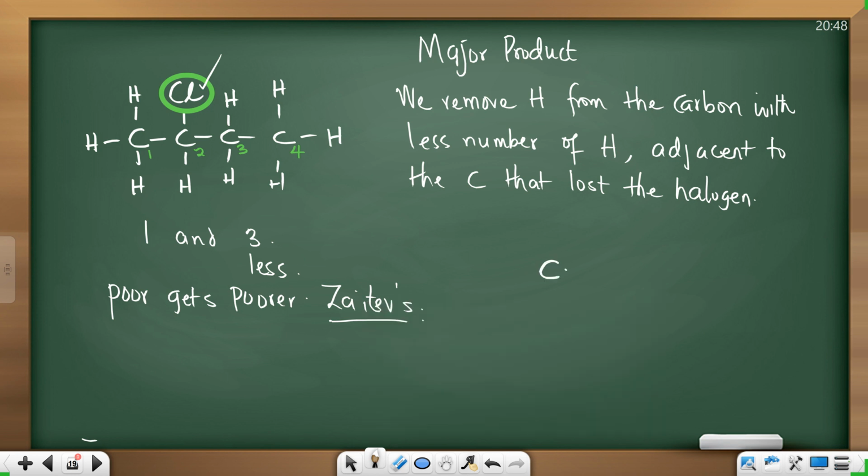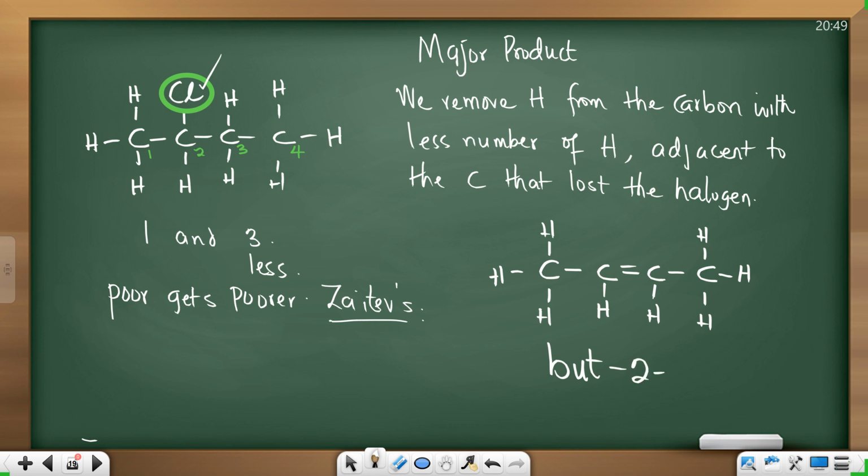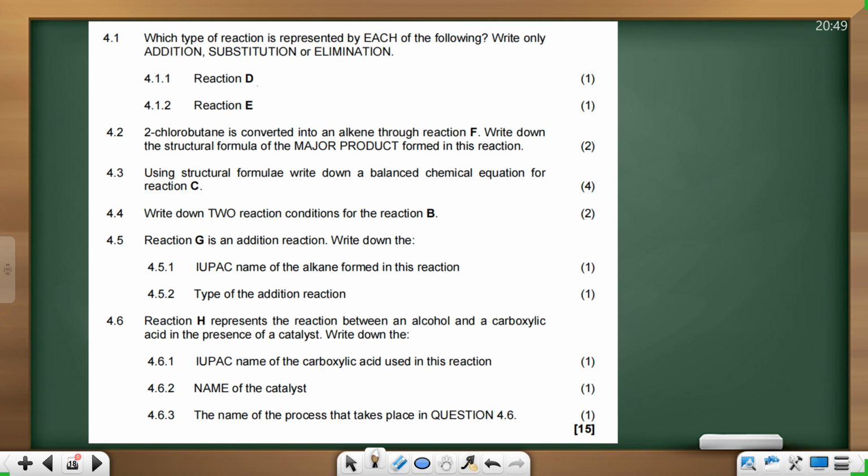So what are we going to have? C. All right. I want you to see something. We have removed that, so we have this. We have removed this as well. On which carbon atom? Oh, thank you. Nonku is telling me it's Zaitsev. What's the formula here? What's the name of this compound? But-2-ene, right?